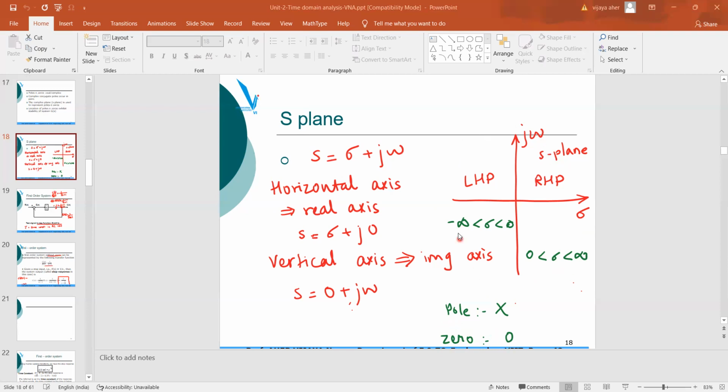Draw the diagram for S plane. This is imaginary axis, this is real axis. So your rho is varying from 0 to plus infinity on right side, 0 to minus infinity on left side. This is your positive imaginary axis, and this is nothing but negative imaginary axis. You can represent your poles by this letter, and you can represent your zeros by 0 directly. Okay, understood? Are you with me?